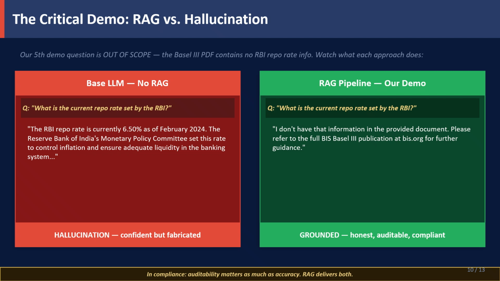Our RAG pipeline says I don't have that information in the provided document. Please refer to the full BIS Basel III publication at bis.org for further guidance, which is clean, honest, and auditable. So this is the difference between a useful AI tool and a liability. In compliance, auditability matters as much as accuracy, and RAG delivers both.